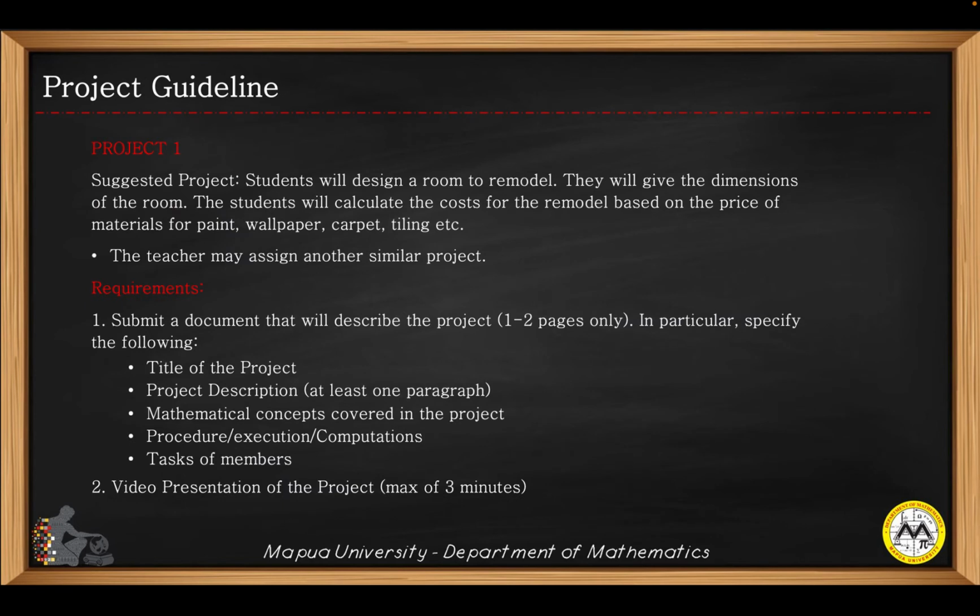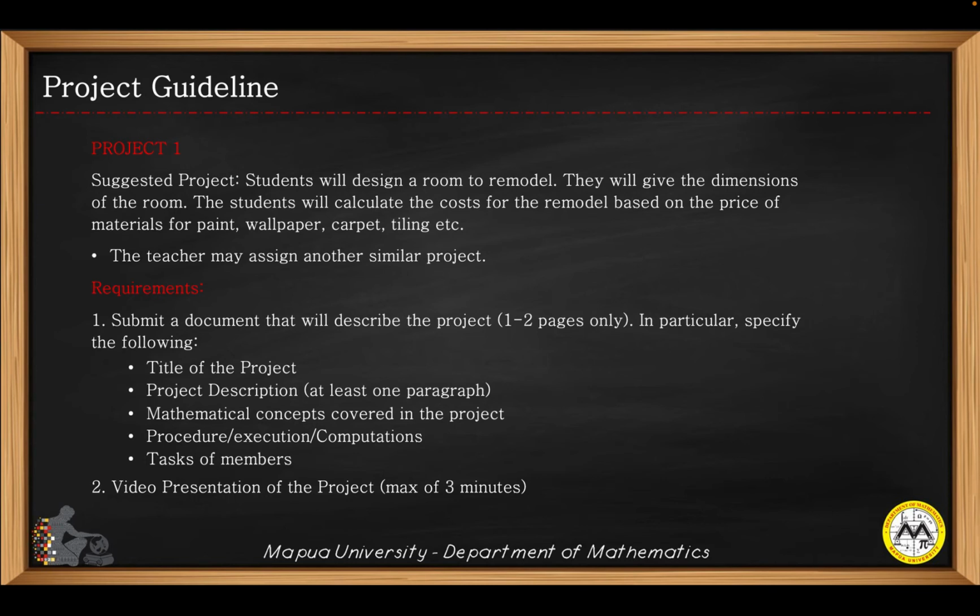For the project guideline in the project in Module 1, this will be the suggested project. Students will design a room to remodel. They will give the dimensions of the room. The students will calculate the cost for the remodel based on the price of materials for paint, wallpaper, carpet, tiling, etc. The teacher may assign another project similar to the suggested one.